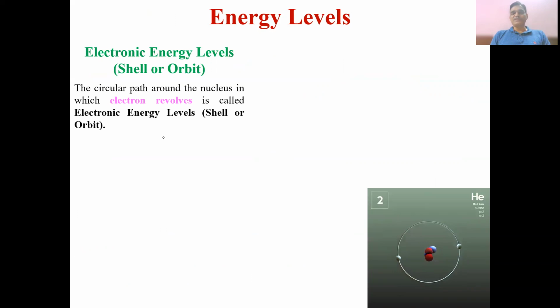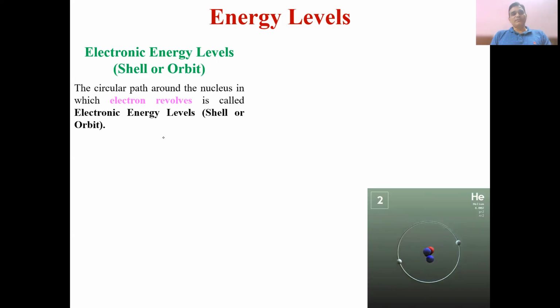The shell which is present nearest to the nucleus will have the least energy, because the electrons present in the first shell get attracted to a larger extent, and thus a greater amount of energy is released. So the first shell around the nucleus will have the least energy, and so on. The second shell will have more energy, then the third shell, and so on.